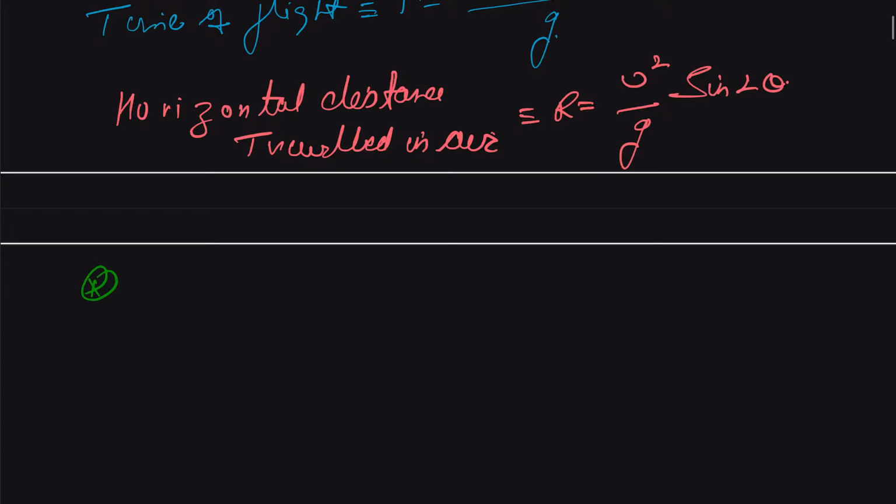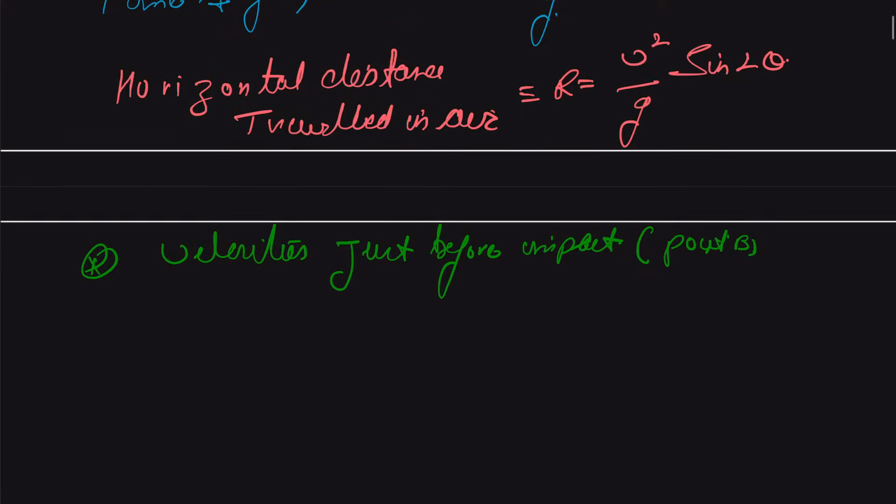And for that, first of all, we are going to find out what will be the velocities just before impact, and here we are talking about point B. For point B, we can just suppose this is our point B, and just before impact, we know that this will be a vertical component and this will be our horizontal component.